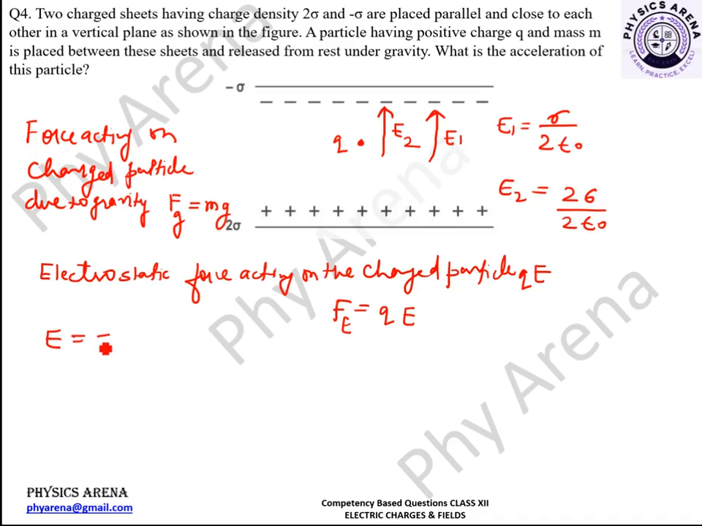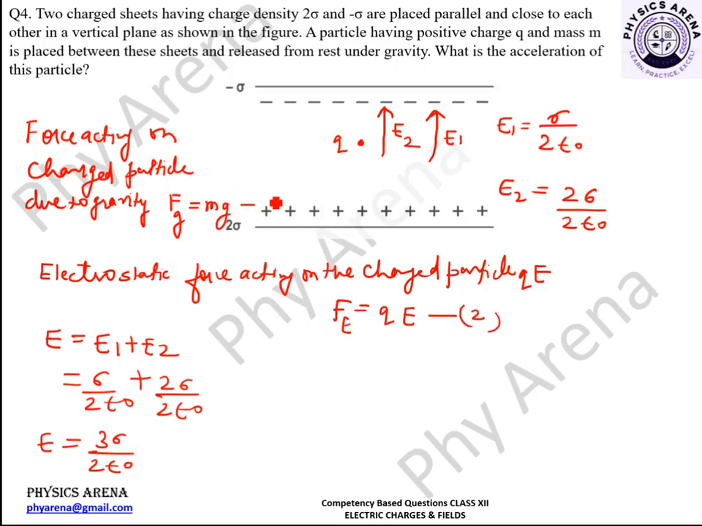So E, equal to E1 plus E2, is sigma upon 2 epsilon naught plus 2 sigma upon 2 epsilon naught, and it is equal to 3 sigma upon 2 epsilon naught. This is the value of E. We can put this value of E in equation number 2. So Fe is equal to Q times 3 sigma upon 2 epsilon naught. This is the value of the force on the charge particle due to the electric field existing at this point because of these two sheets.